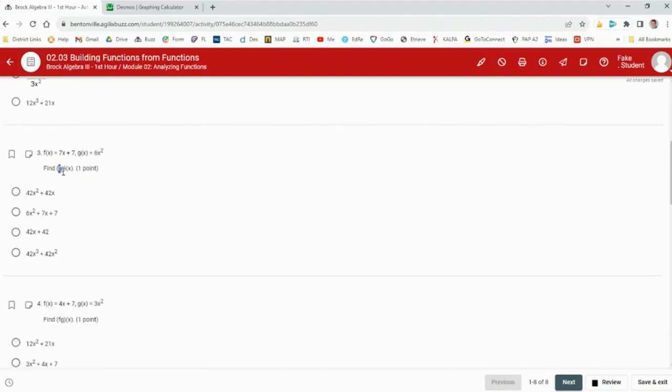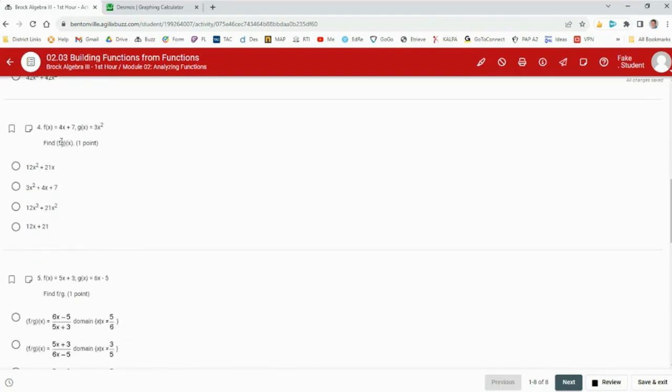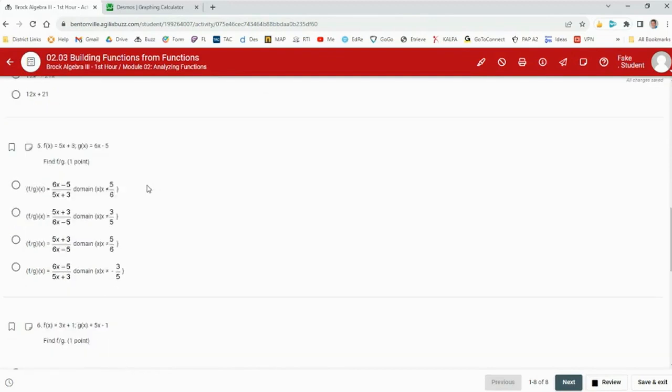How about multiplying them? F times g of x. All right, you may need pencil and paper. I'd recommend it. F times g, multiplying those. How about dividing f by g in this case? Along with which restriction would you need to the domain? What can x not be if we're dividing? There's a number that x cannot be because we cannot divide by 0.